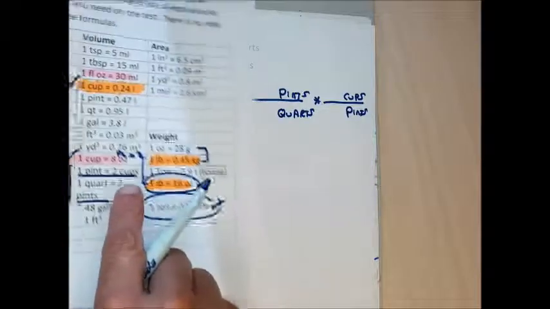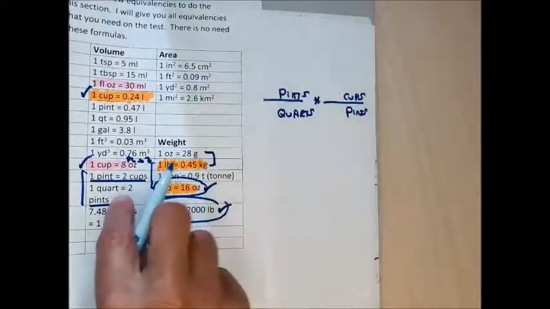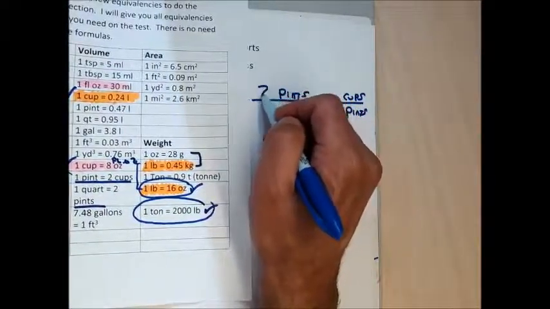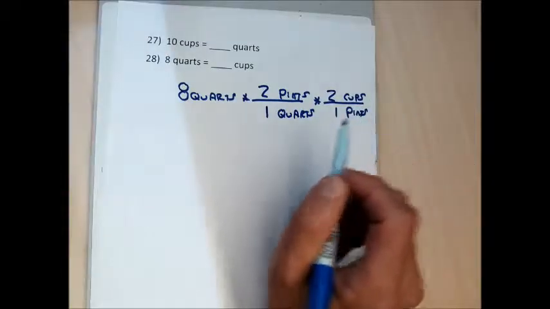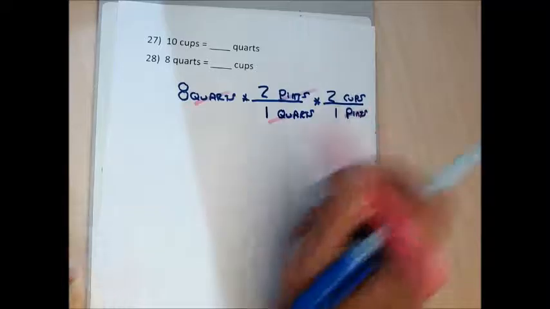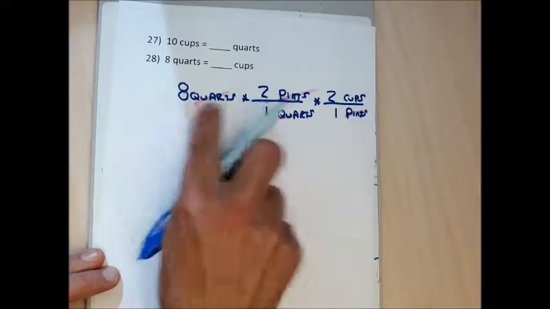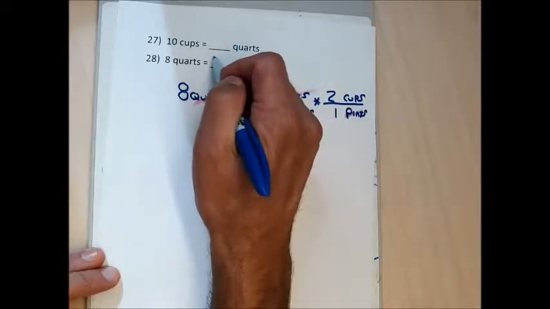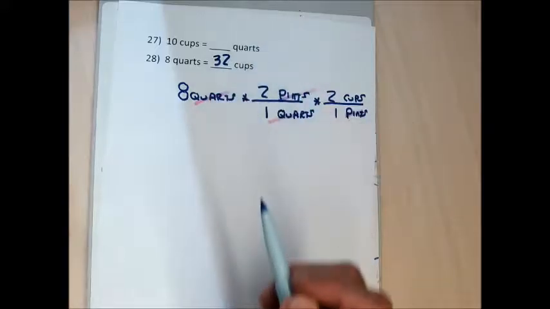So for my pints to quarts, I'm going to say that 2 pints is 1 quart. And for my pints to cups, I'm going to say 2 cups is 1 pint. And my quarts are going to cancel, my pints are going to cancel, and I'm just going to multiply the numbers. 8 times 2 is 16 times 2 is 32. I'm going to get 32 cups.